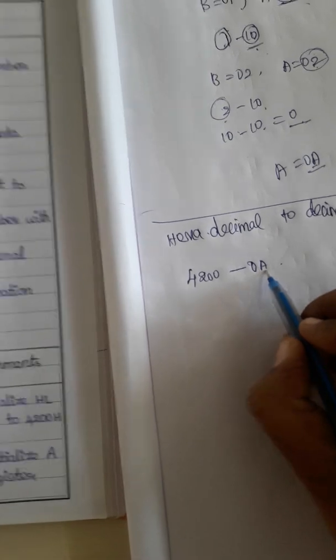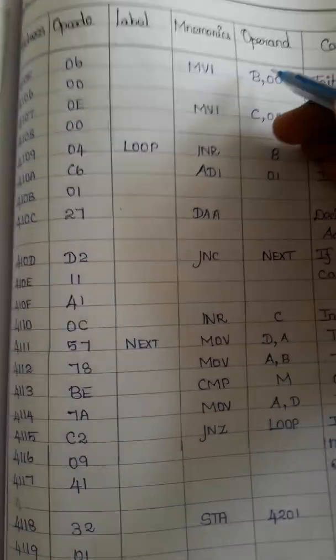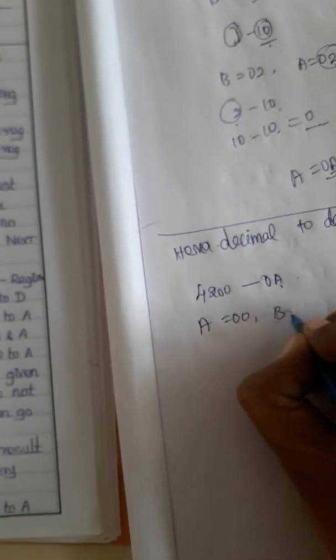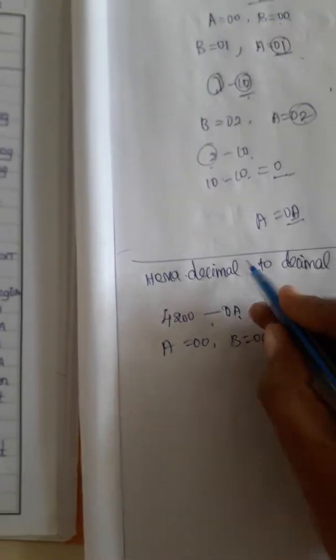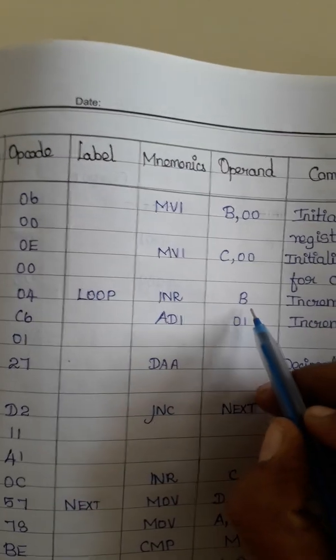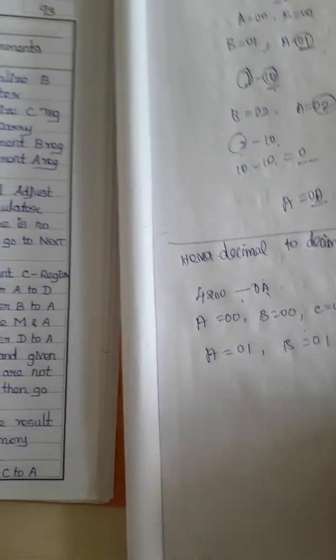Let us consider the input as 0A, and then we are clearing the accumulator, the B register, and the C register. So we are initializing one memory location where I am giving hexadecimal data 0A. After that we are clearing the A, B and C registers, and then we are incrementing the B register and accumulator values. So in the first step, the accumulator contains 01 and the B register contains 01.